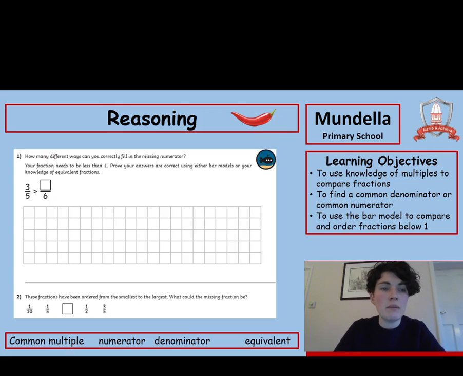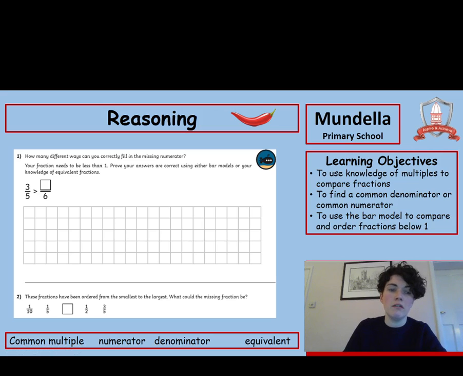Okay, and then red chili pepper challenge for something a little bit more challenging. You've got a problem here of how many different ways can you correctly fill in the missing numerator. Your fraction needs to be less than 1. Prove your answers are correct either using the bar model or your knowledge of equivalent fractions. Okay, so something is slightly trickier there. Remember to read your number sentence carefully. What does the symbol mean?